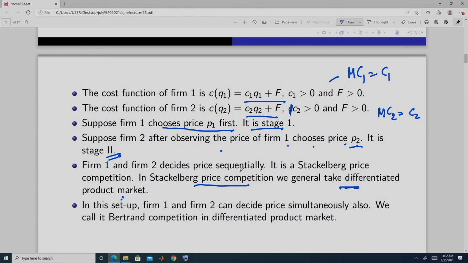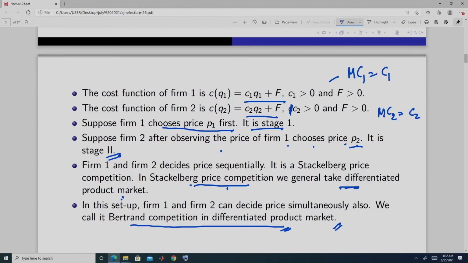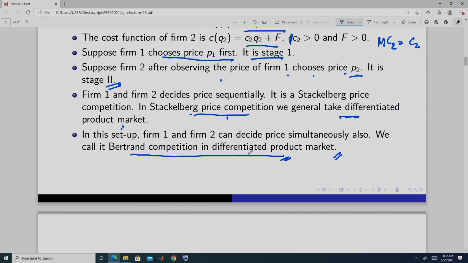Okay. Now, in this setup, the cost function and the demand function we have defined, the way the products are differentiated, can be studied as a Bertrand competition in which firms choose their prices simultaneously. Then it becomes a Bertrand competition in a differentiated product market, but we are not going to do that. It is almost the same as Cournot competition, only here it is price and in Cournot it is quantity. But in this Stackelberg price competition, we will see that in the end we get a very interesting result. So, we are going to do Stackelberg price competition.